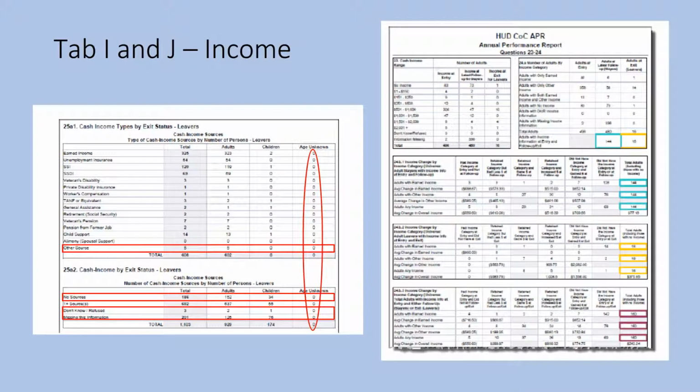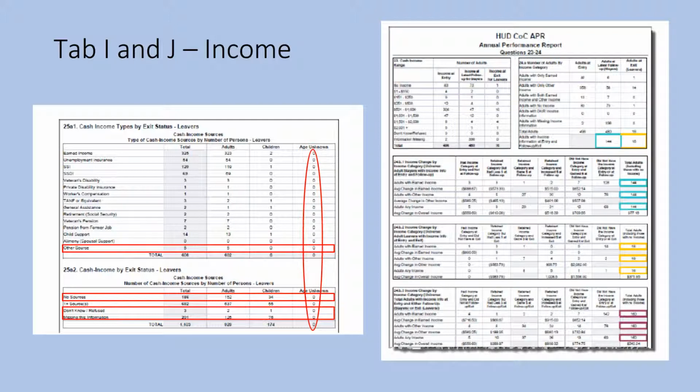Tabs I and J show income information. On Tab J, you can see the total number of clients who have income, and the total number of clients who received each income source. For each client record, there are 4 questions about income: whether the client has any income, the details of each source in the HUD verification sub-assessment, the total monthly income, and the percentage of area median income.